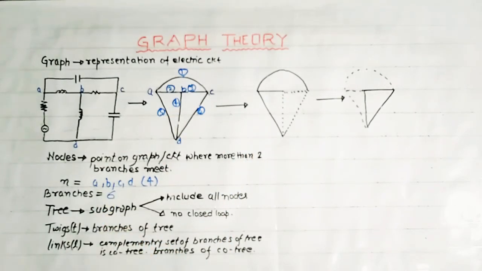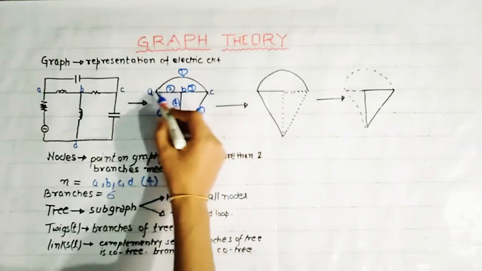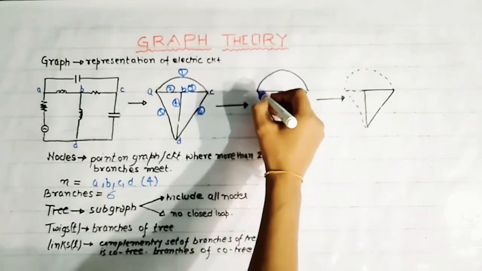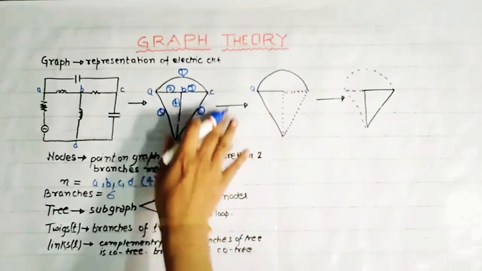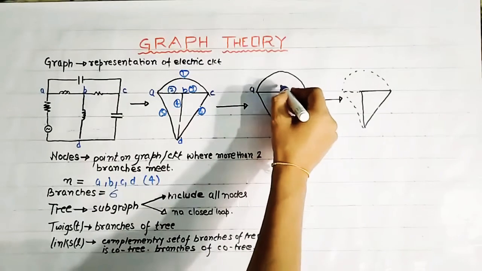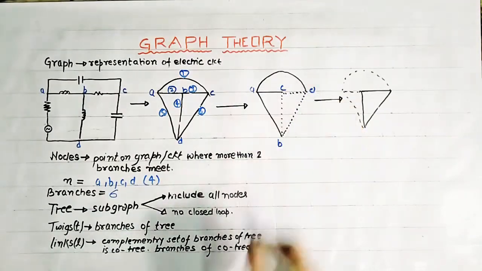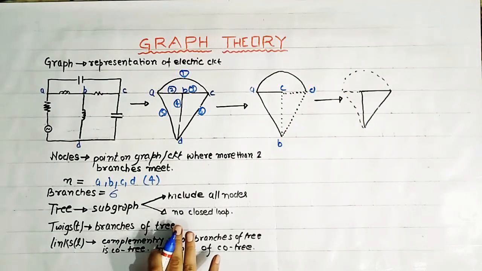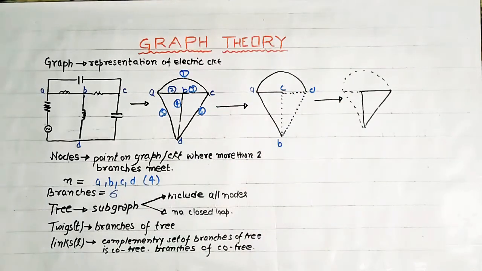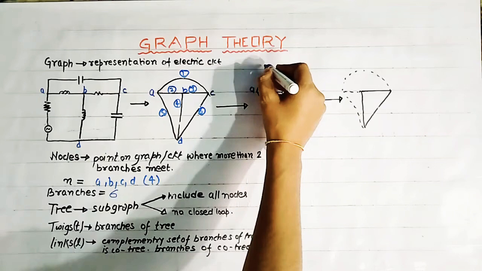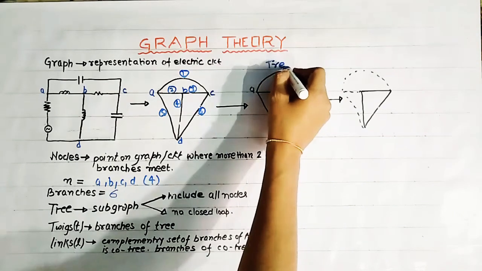Now what is tree? Tree is a subgraph of this graph. The definition of tree is that it includes all the nodes of the graph. Here we can see that there are 4 nodes A, B, C and D. This subgraph also includes all the nodes of this graph, A, B, C and this is D. Okay, and it contains no closed loop. Here you can see that there is no closed loop in this subgraph. So such a subgraph of a graph is called tree.